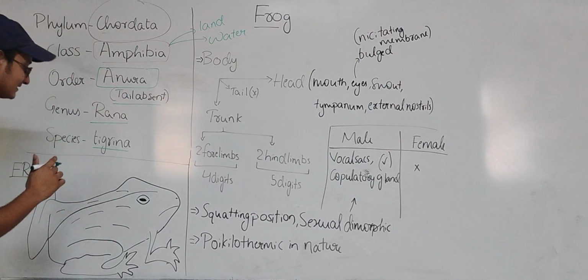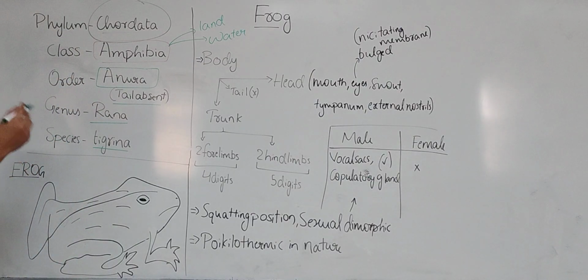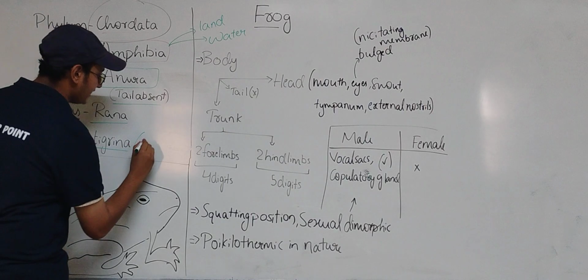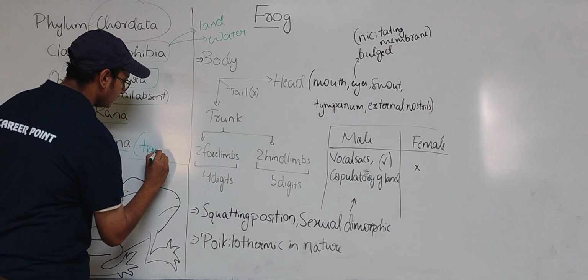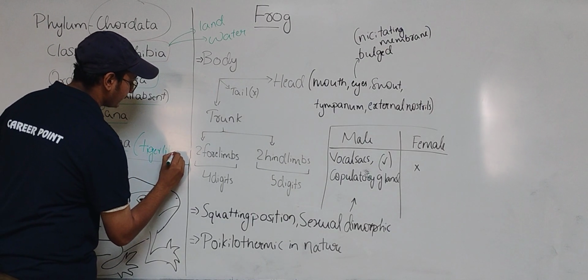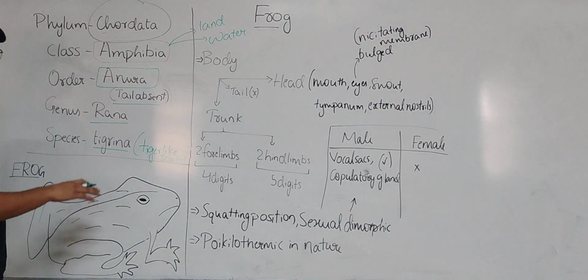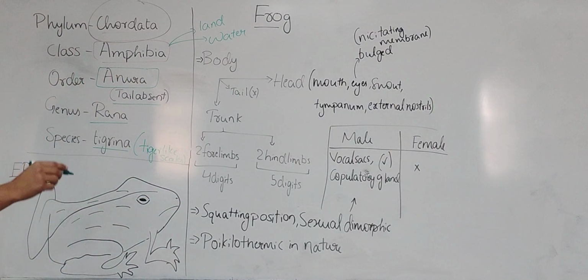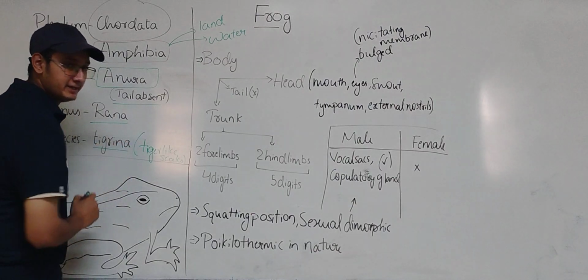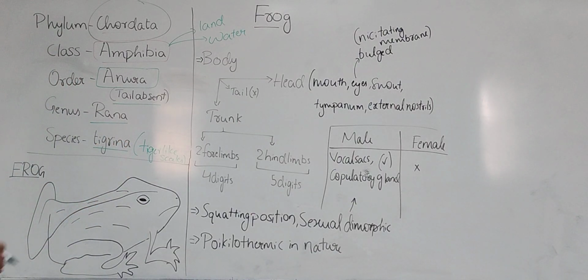Tigrina means it has some markings on its body which look like a tiger. So tiger-like marks are present on the frog body. That's the reason why we got the name tigrina. So this is a frog, and we'll see.